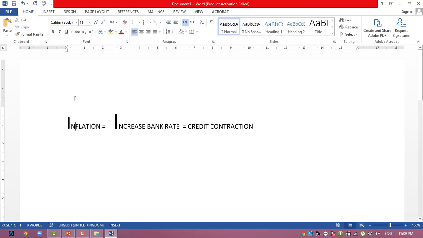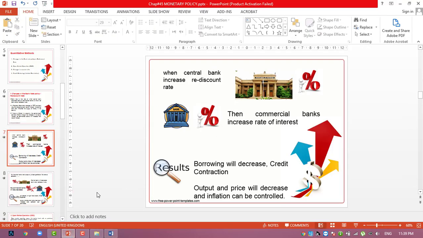So whenever there is inflation in the country, and the objective of the central bank is to control inflation, the central bank will increase the bank rate, and in this way credit will contract and prices in the country will come down due to less supply from the businessmen. Okay, come back to the slide.